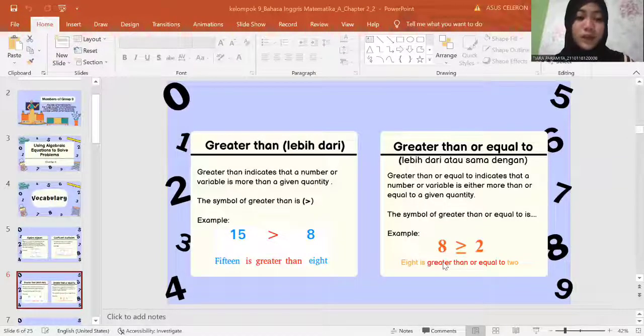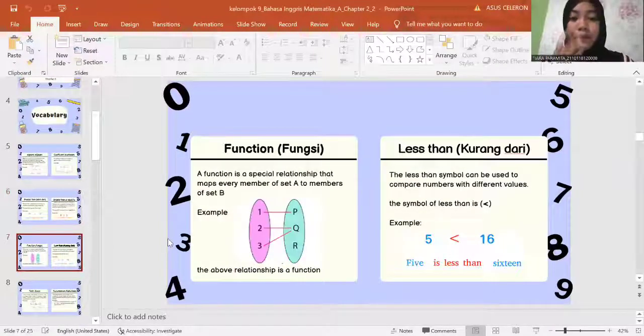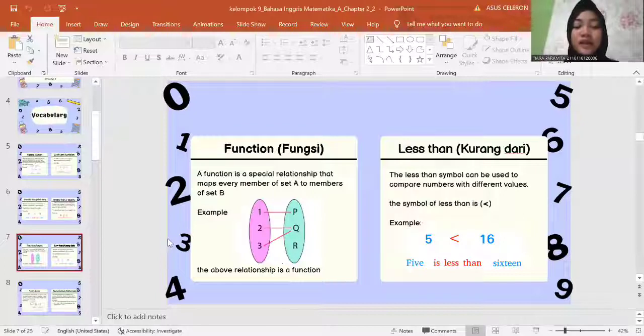Okay, the next vocabulary. Function. A function is a special relationship that maps every member of set A to members of set B. This is an example of a function. The above relationship is a function.